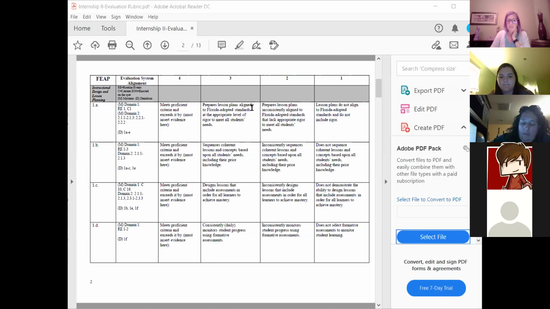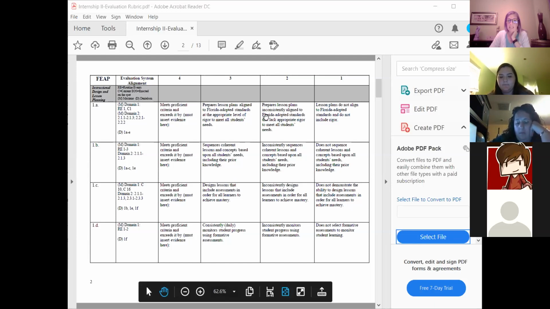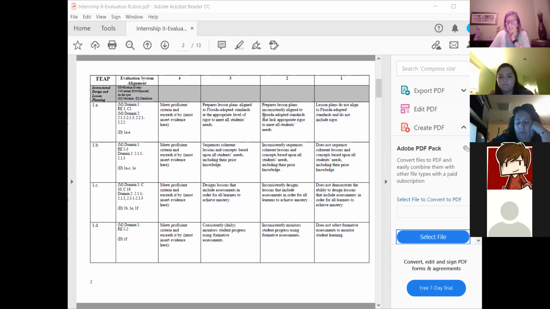And then intern ones especially, but also 2s. Intern 2s, you may still have a couple 2s at the midpoint, and that's okay. You're still learning, you're still a developing professional. Intern 1s, like I said, you're gonna be living in this 2 area for the most part. And this word inconsistently, can we all look at that and in our heads just cross it out and make that occasionally? Because inconsistently sounds negative, and it's not a negative, it shouldn't be negative.